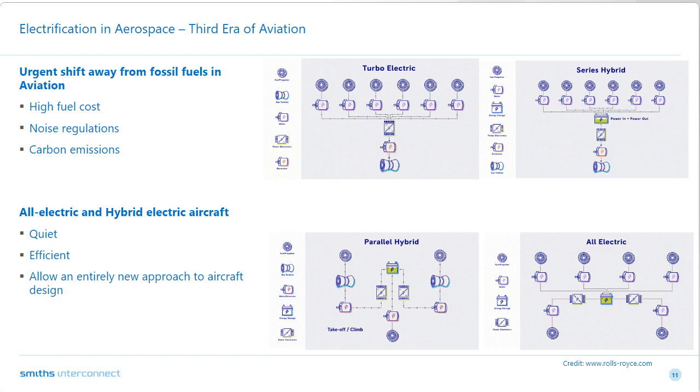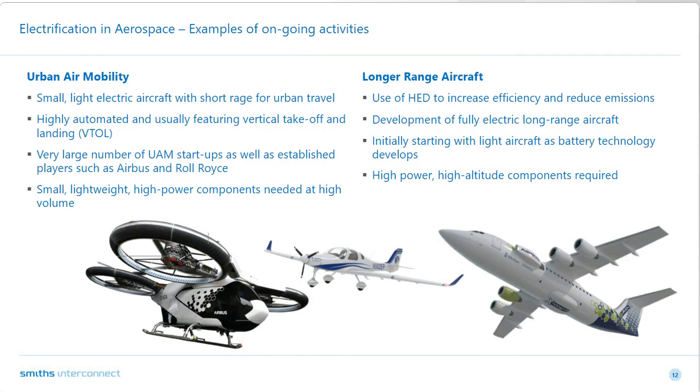Just like we saw with combat vehicles, here's some examples of what's going on in electrification of aerospace. So urban air mobility is something we're seeing more and more of. It's small, light electric aircraft with short range within an urban travel area. Generally, they're highly automated to avoid pilot error in built-up areas, and they usually feature VTOL, or vertical takeoff and landing, to avoid the need for a runway in a built-up area. There are a very large number of UAM startups, but there are established players in the market as well, like Airbus and Rolls-Royce. You can see there below the City Airbus, which has already undergone an untethered test flight. So we're seeing the developments coming in thick and fast.